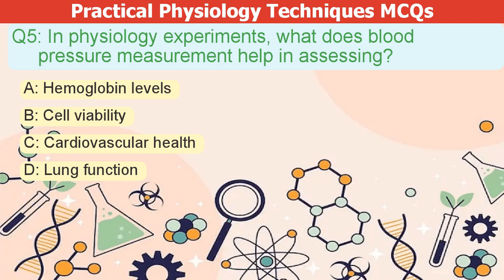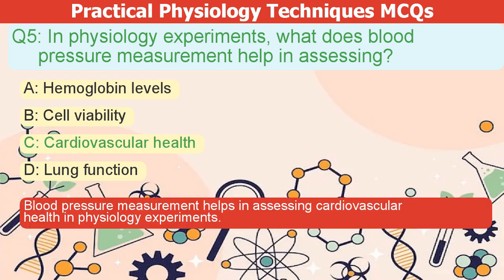In physiology experiments, what does blood pressure measurement help in assessing? A. Hemoglobin levels. B. Cell viability. C. Cardiovascular health. D. Lung function. The correct answer is C. Blood pressure measurement helps in assessing cardiovascular health in physiology experiments.